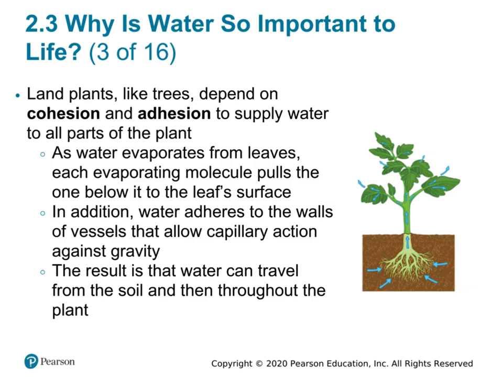Land plants also use cohesion, adhesion, and capillary action. They want to supply water to all parts of the plant. So as water evaporates from the leaves, it creates an evaporative pull called transpiration pull. And with water adhering to the walls of the vessels and adhering to itself, we're able to see that capillary action allows water to move against gravity. And the result is that water can travel from the soil and then throughout the plant to the stem and the branches and the leaves.